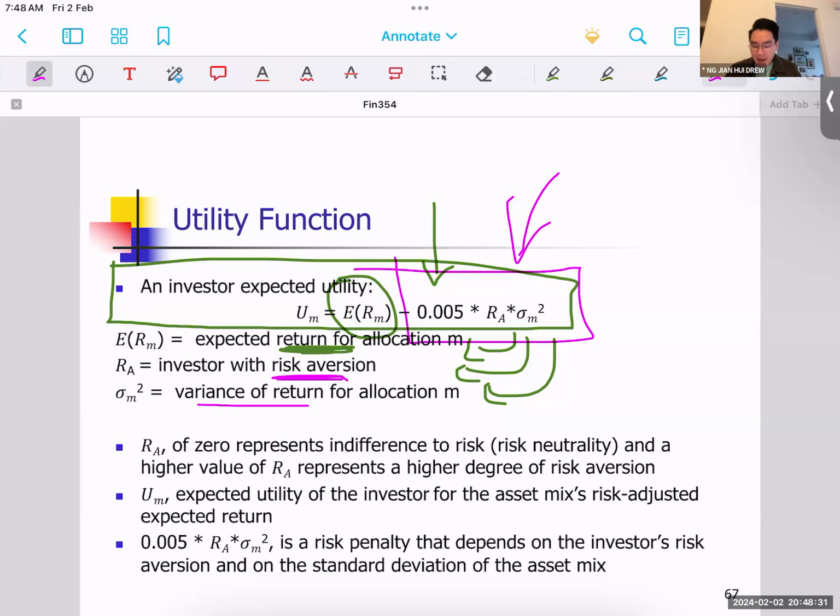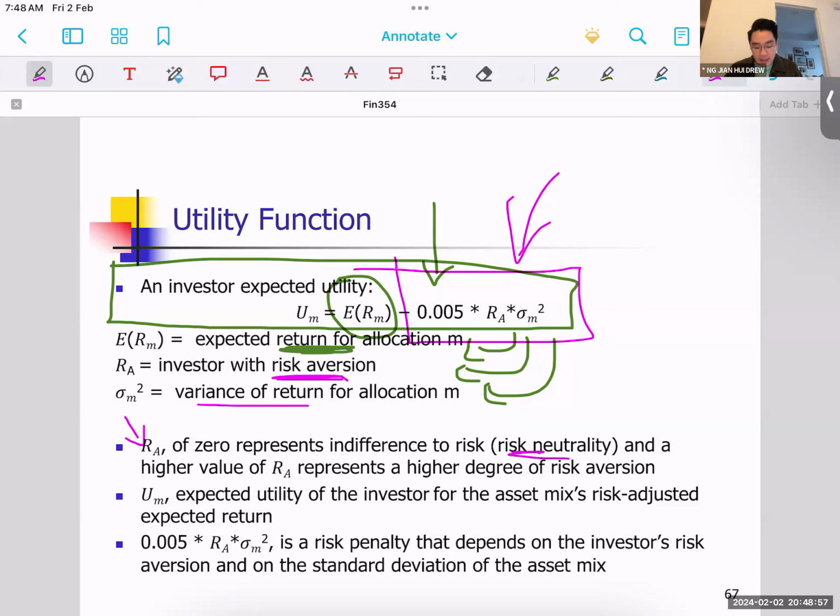So if an investor is indifferent to risk, that means he doesn't mind taking more risk or less risk, he doesn't care. It means he's risk neutral and RA is zero, right? Risk aversion is zero. So the higher the RA, the more risk averse the person is. If he doesn't care about risk at all, he's zero.